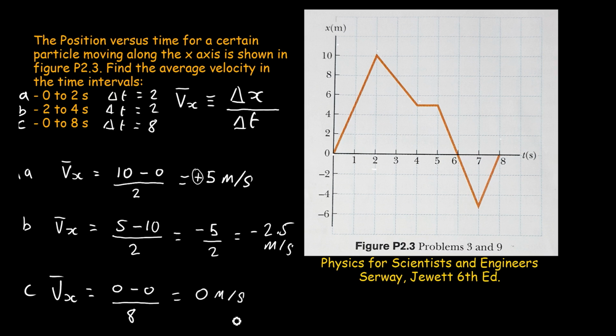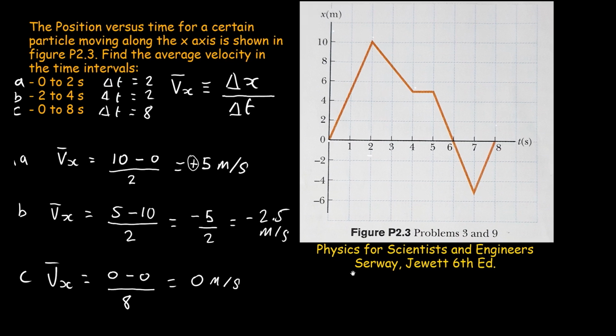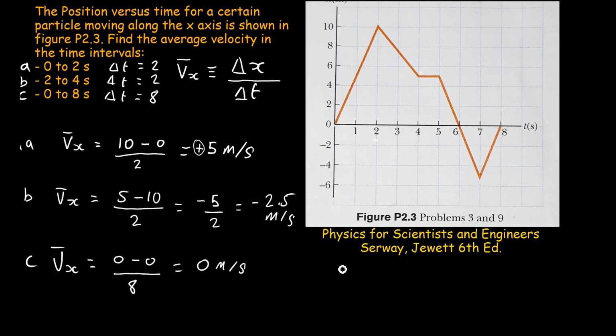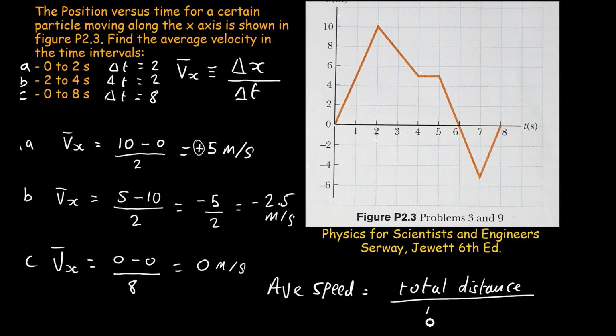And again, as I explained in the previous lesson, the average velocity is not the same as the average speed. Average speed is equal to the total distance travelled divided by the total time. And this is a scalar quantity. It's not dependent on the sign or the direction of the particle.